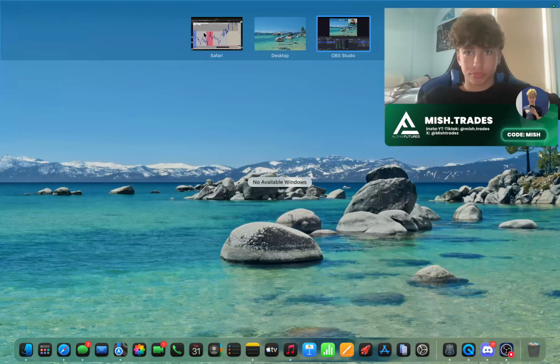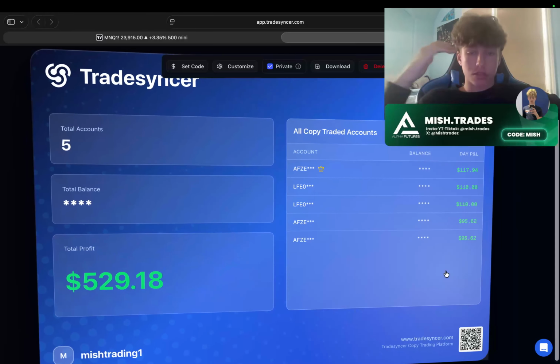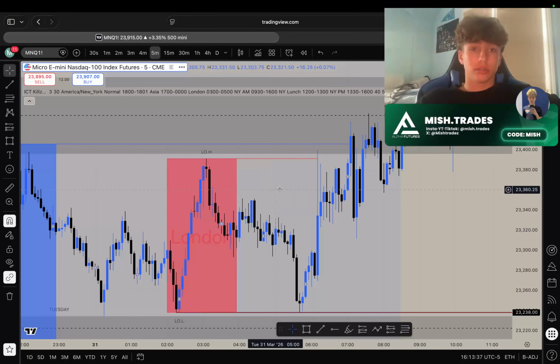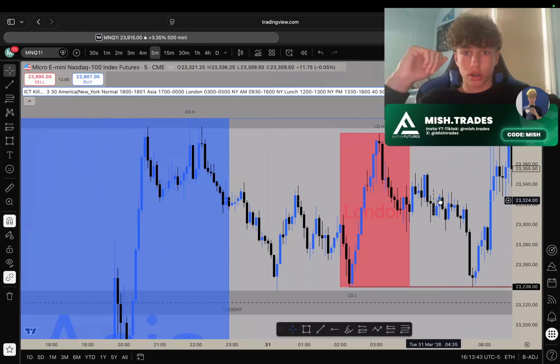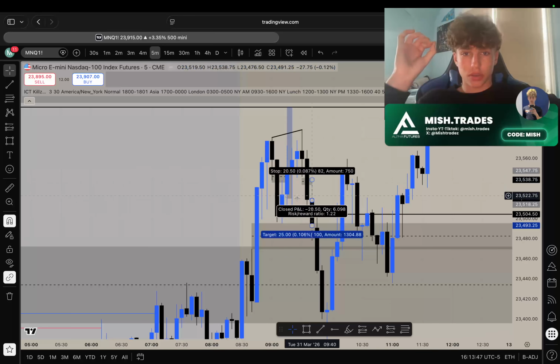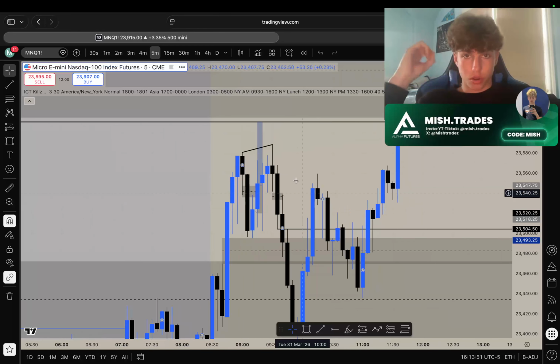Today I made $530 across 5 accounts. 3 of them are evals though, 2 Lucid evals and 1 Alpha eval. So I'm not gonna waste any of your guys' time. These were the trades that I took right here. I know I'm on the 5 minute, so it's confusing. We had this loss right here, and then this win right here. You can't see it, but I'm gonna go over everything in a moment.